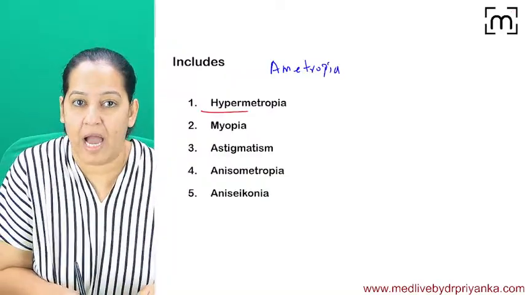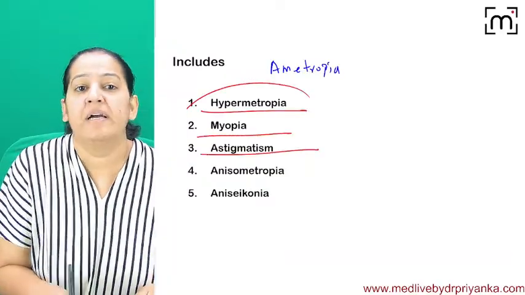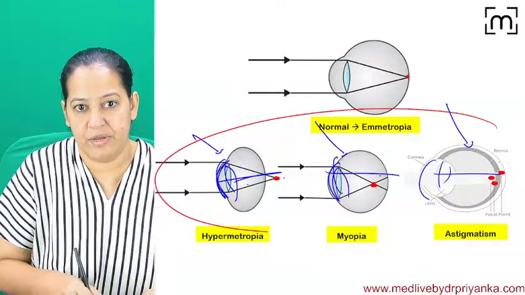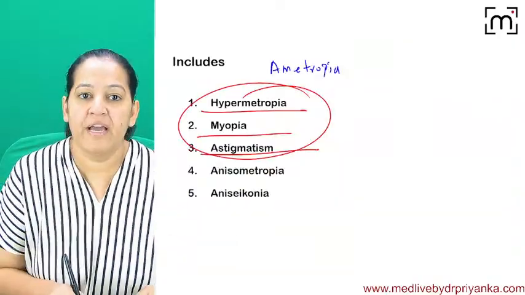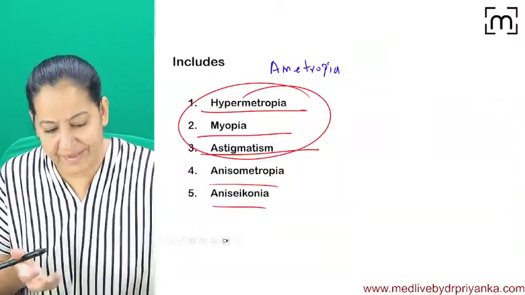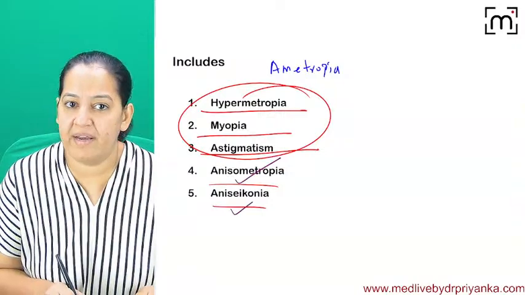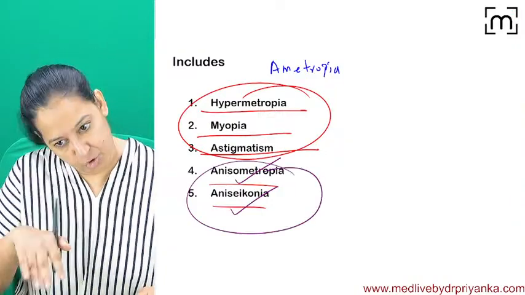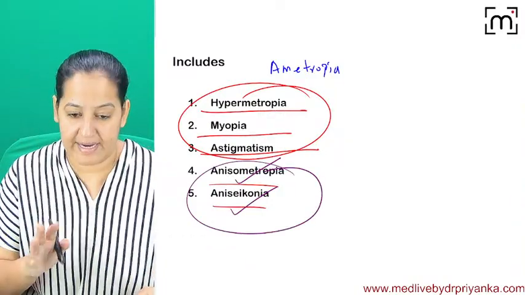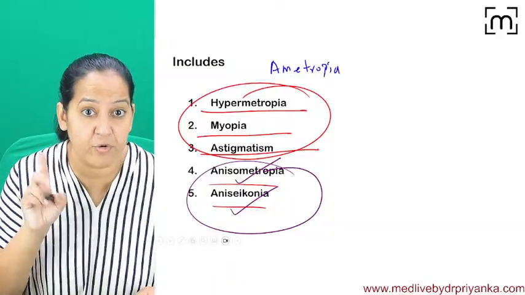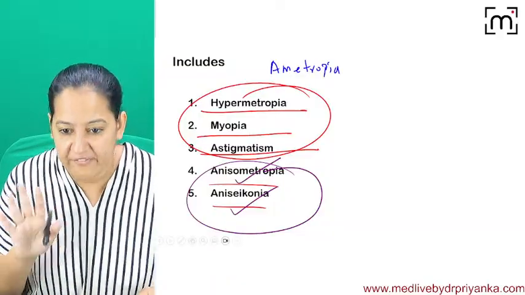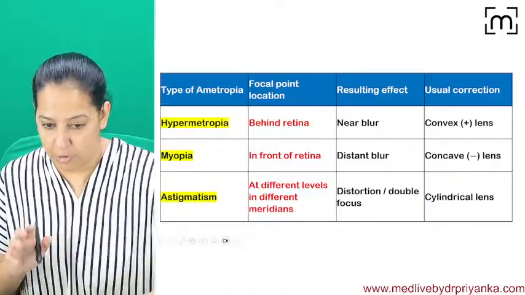What are the 5 types? Hypermetropia, myopia, astigmatism. These 3 are ultra important. You can see these 3 I have shown here. So these 3 I'm going to teach you today. These 2, Anisometropia and Anisoconia, I will give you a little bit of detail, but they are not very important. Tomorrow we will see the continuation here. So a total of 5 types of Ametropia, out of which 3 are important.